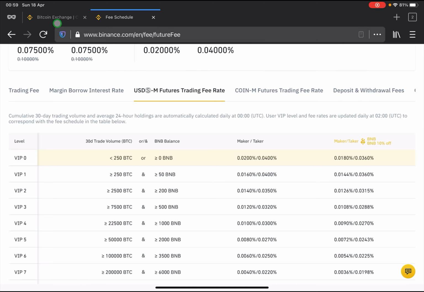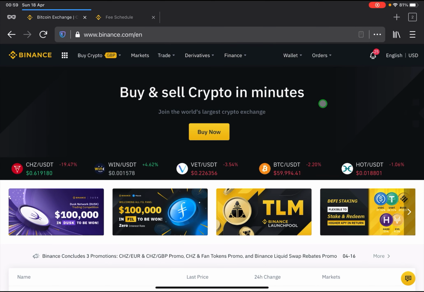Before we go into that, let me briefly show you how to get to the futures section in Binance first, how to place a trade, and let me briefly explain what trading altcoin futures is like on Binance.